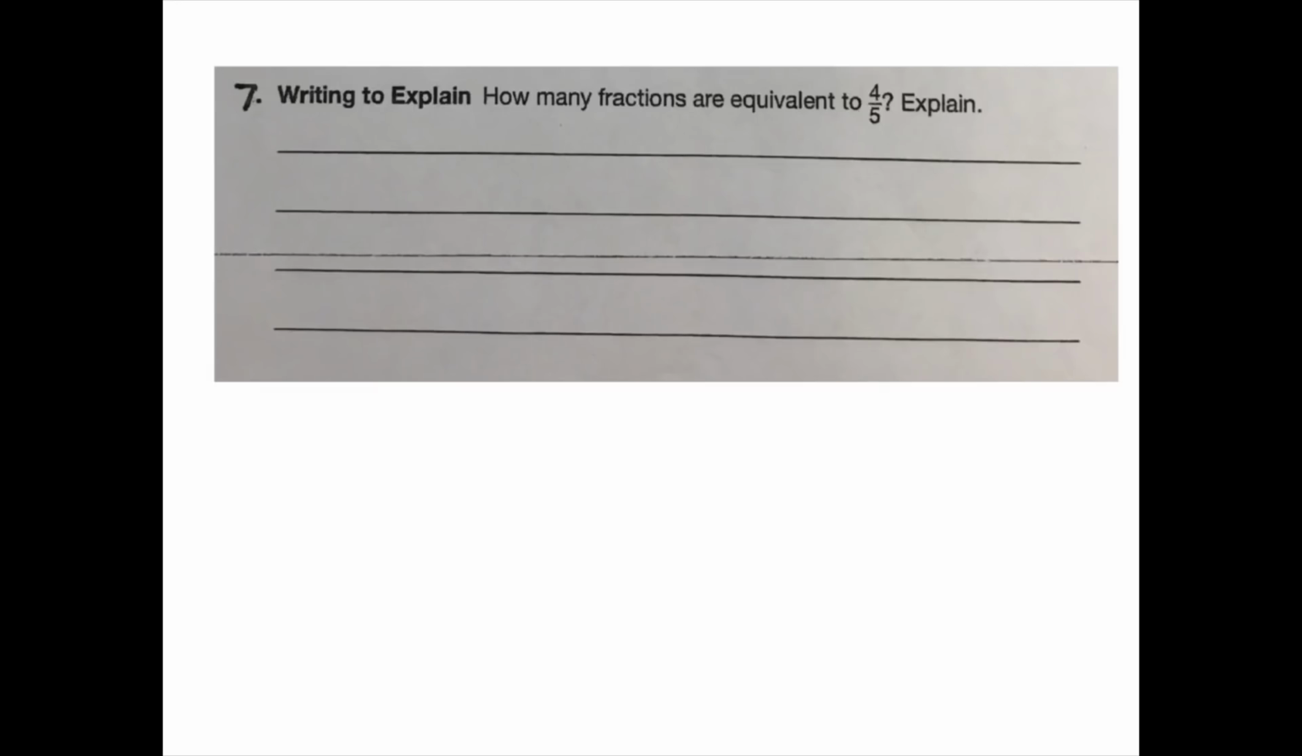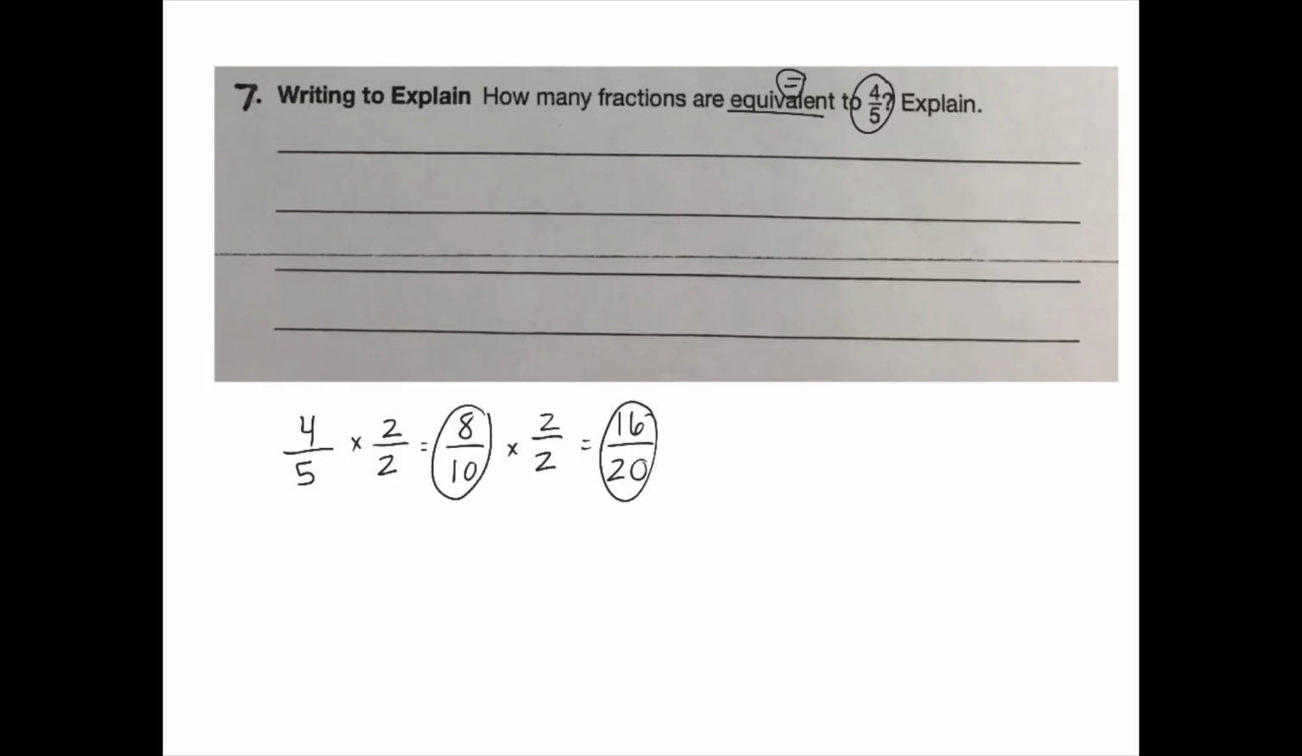Number 7 is a writing to explain. It's asking how many fractions are equivalent to 4/5, and we need to explain our answer. So I know to make an equivalent fraction to 4/5, I could multiply it by 2 over 2, and that would get me 8/10, and there's one equivalent fraction. I could multiply that one by 2 over 2 and get 16/20, and that would be an equivalent fraction.